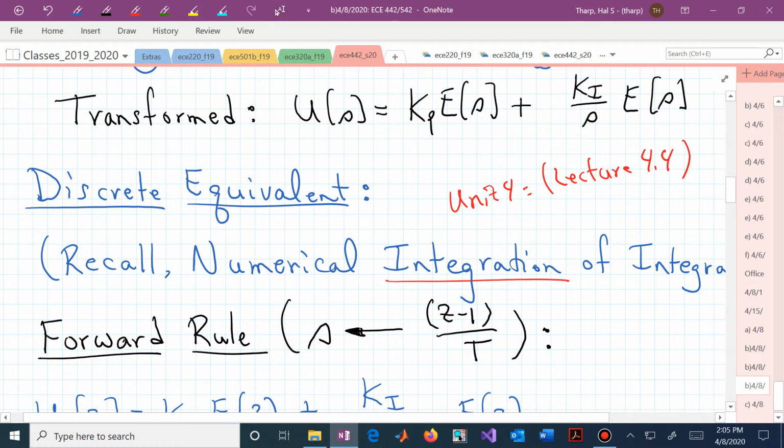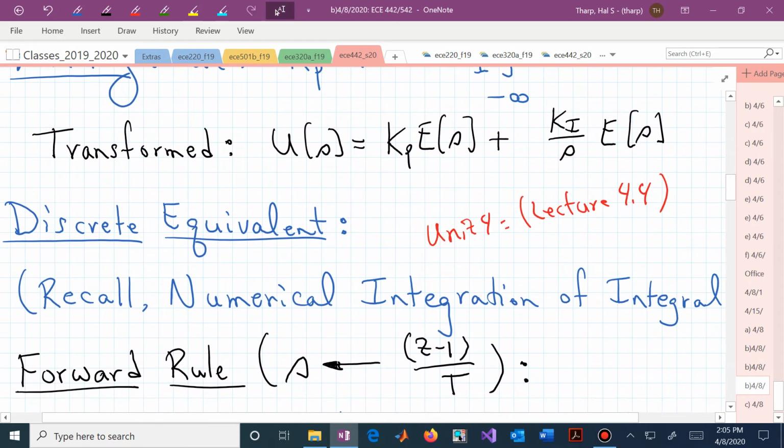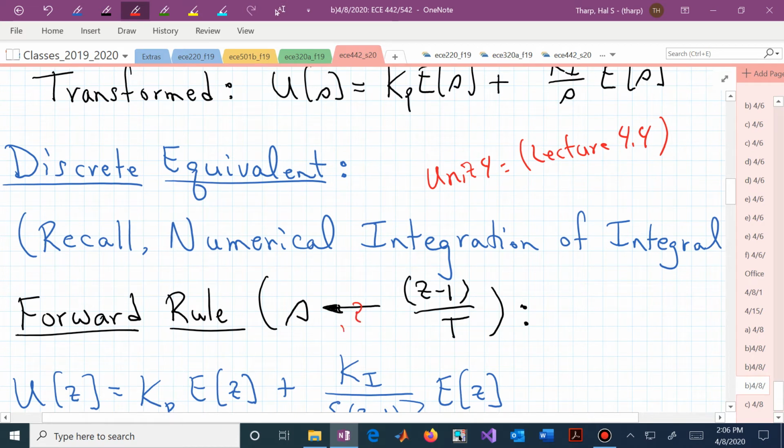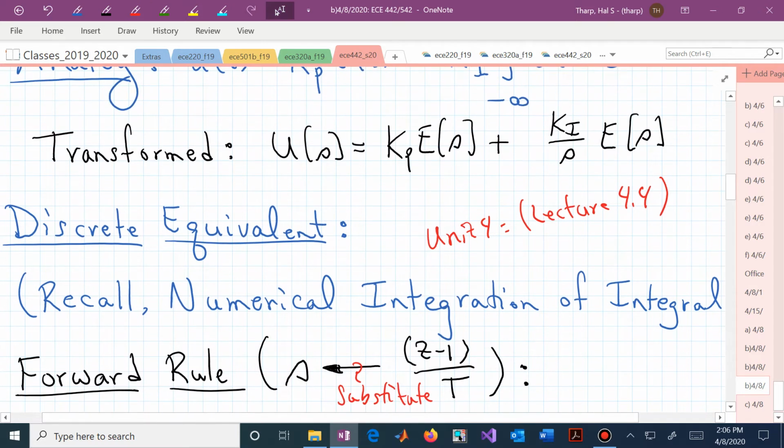Just for convenience, let's now transform this relationship in the analog domain into a discrete setting by using the forward rule of discrete equivalence. So now we're going to substitute everywhere we see an S in these operation locations. We're not worrying about the argument on E of S. This is now replacing S where it's an operator in this expression for U of S. And the only place that occurs is in the denominator of that integral term.